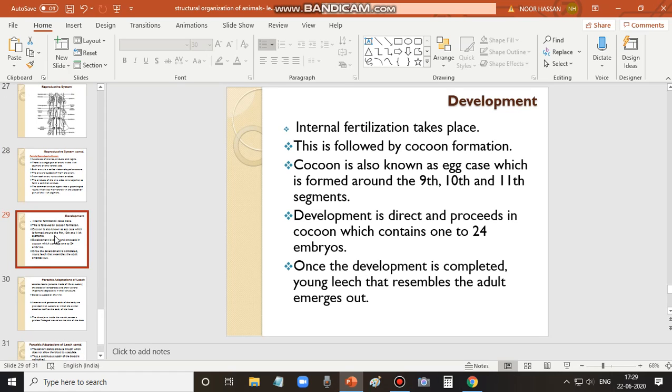what type of development occurs in leech. Internal fertilization takes place, and this is followed by cocoon formation. This is also what we have learned already. The cocoon is formed from a special region on the body of the leech called clitellum, which occupies the 9th, 10th and 11th segments. Particularly during the breeding season, this cocoon is formed, especially for the deposition of the eggs.